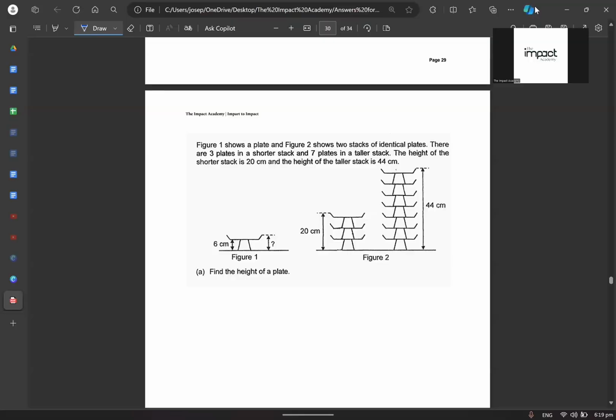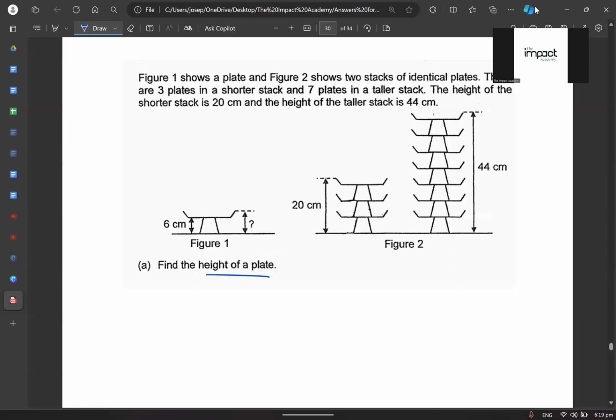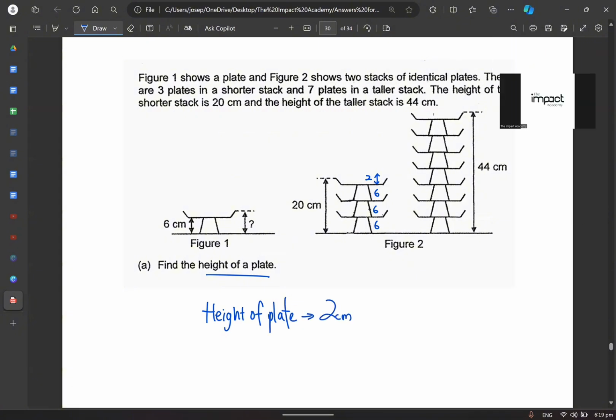All right, so what you want to do is to find the height of a plate. You can see that this is 6, this is 6, and this is 6, correct? So this gap over here is actually just 2, correct? So the height of the plate, as you can see over here, is basically just 2 cm.